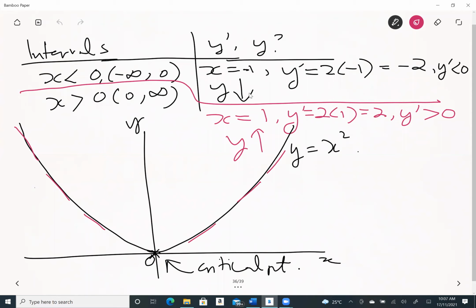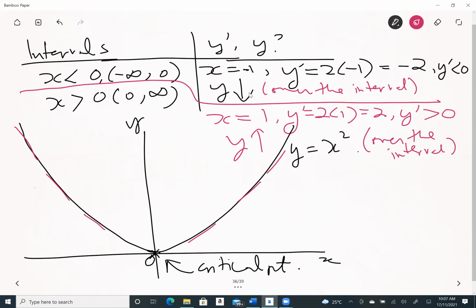All right, so you need only one test point to generalize the behavior of the function over the interval. So over the interval, the function is decreasing. And then on the other interval on the right, x bigger than 0, we use x equal to 1, you got y prime equal to 2. Therefore, y prime is positive, bigger than 0. That means y is increasing also over the interval.